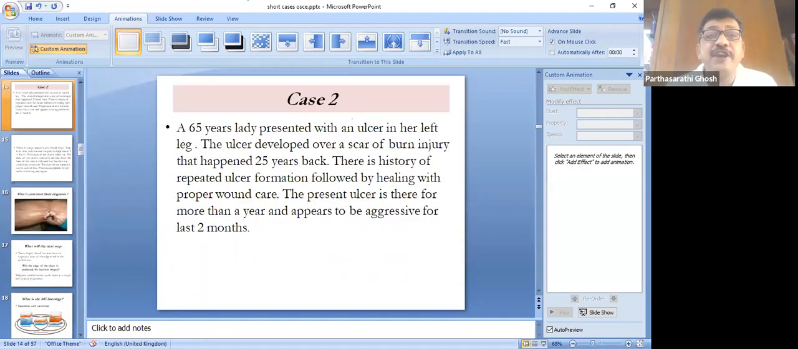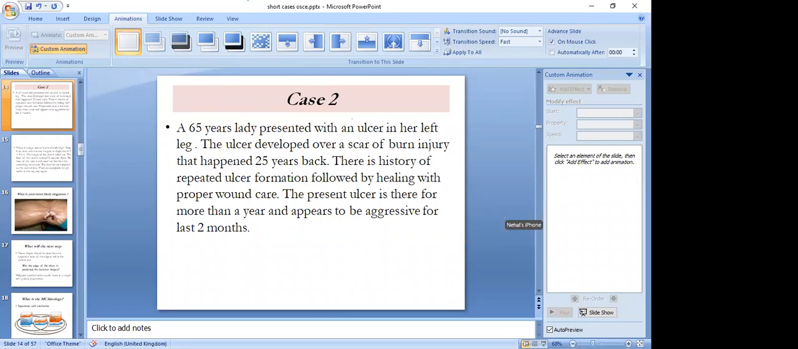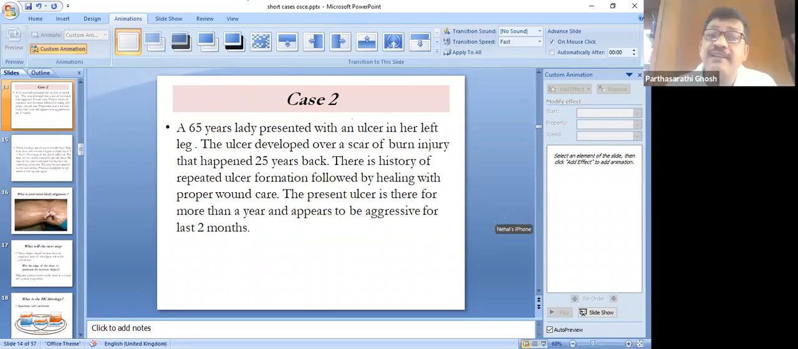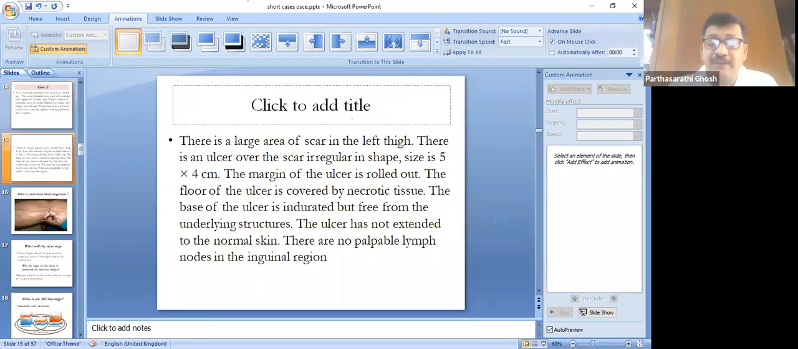A 65-year-old lady presented with an ulcer in her left leg. The ulcer developed over the scar of a burn injury that happened 25 years back. There is a history of repeated ulcer formation followed by healing with proper wound care. The ulcer has been there for more than a year and appears to be aggressive only for the last 2 months. Now, I will show you the picture.